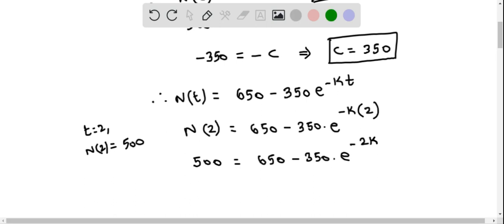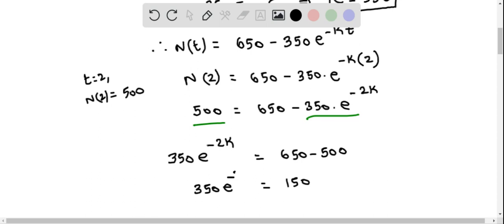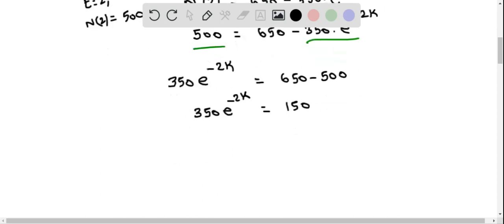Let's add this expression to both sides and subtract 500 from both sides. So therefore, we can write 350 times e raised to the power of negative 2k equals 650 minus 500, and so this equals 150. We have 350 times e raised to the power of negative 2k. Now we divide both sides by 350, so we get e raised to the power of negative 2k equals 150 divided by 350, and this simplifies.